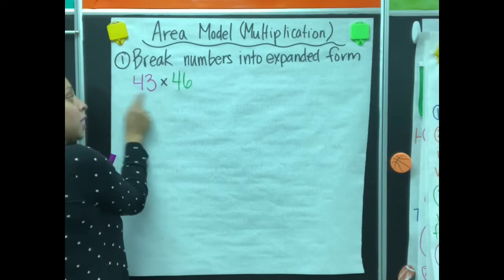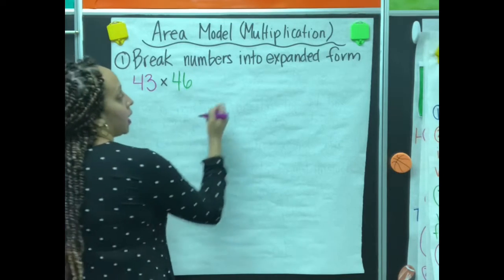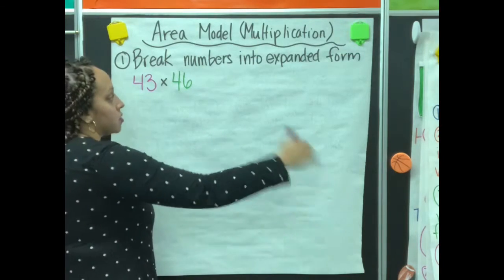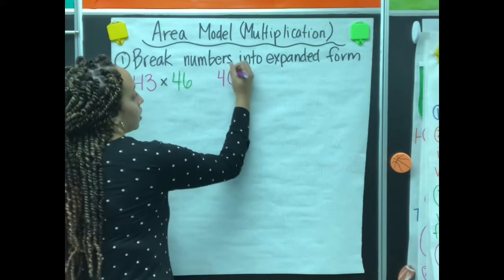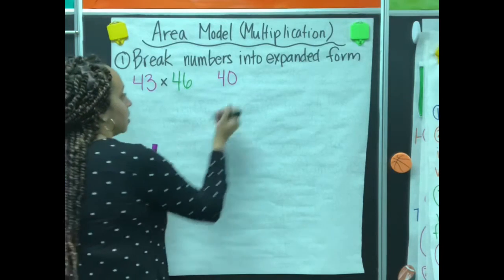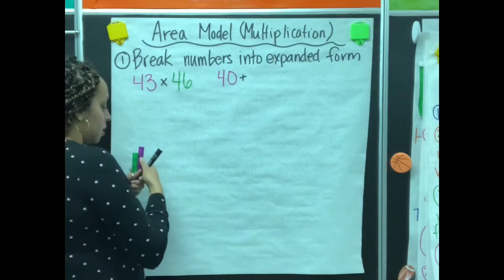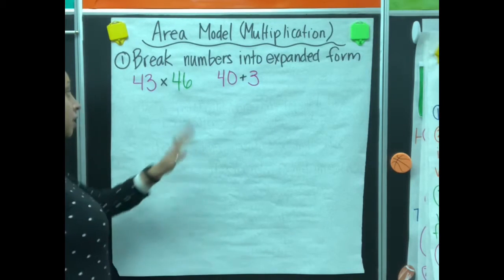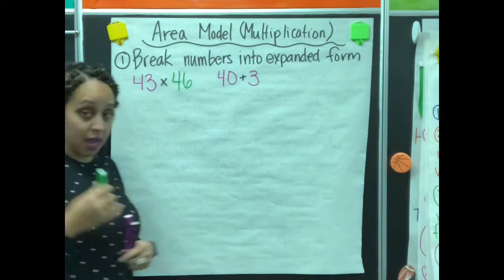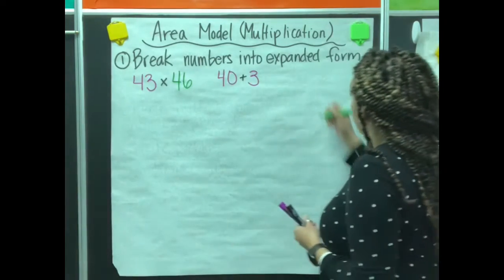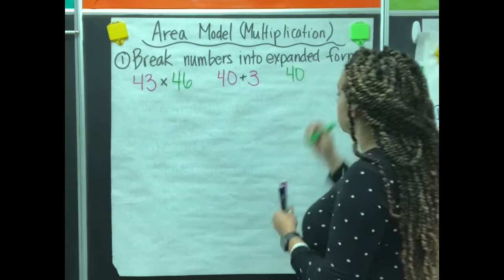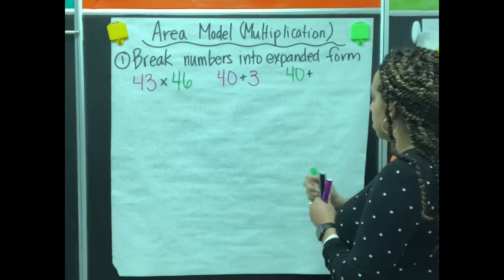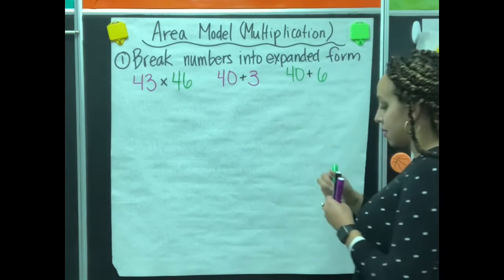We're going to take our multiplicand and we're going to break it into expanded form, which looks like what? The tens and the ones. We have 40 plus 3. And then we're going to take our multiplier, break it into expanded form, and we have the tens place, which is 40 plus 6. So that is the very first step.